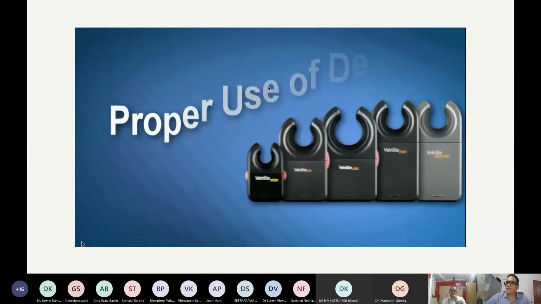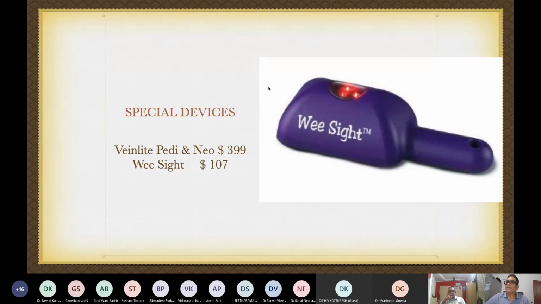And it has benefits. It has multiple different colored lights. There is an orange light and a red light. One is good for veins and another one is good for arteries. So you can select which one you want to cannulate. It is a hit, right? And there are other devices like V-Sight.